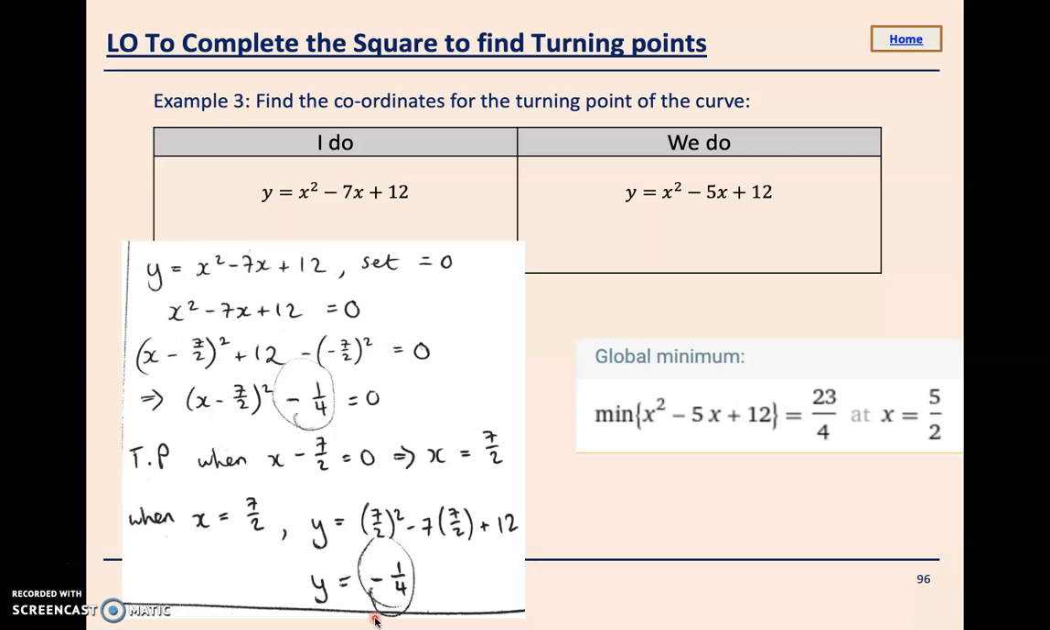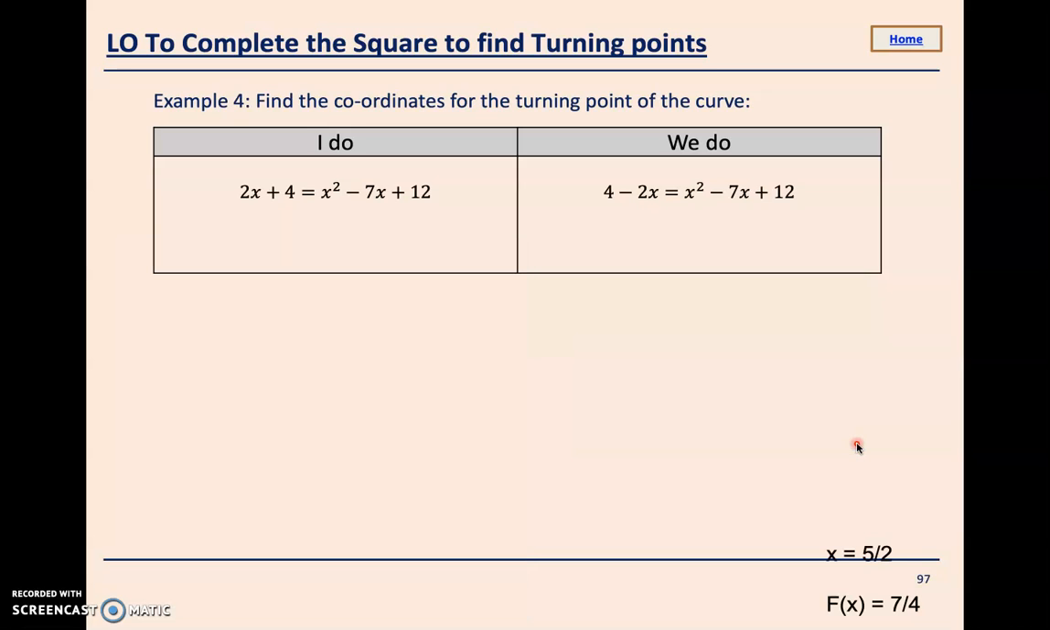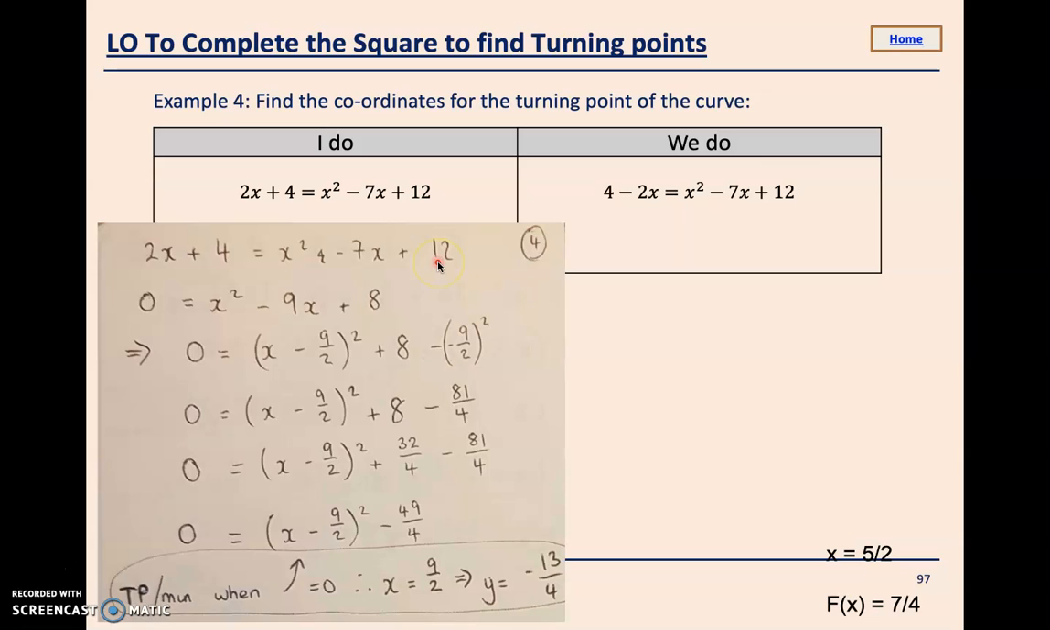And here we go, here's our answer. So when x is equal to 5 over 2, y is equal to 23 over 4. So now our equations are getting a little bit different. Let's have a look at how we do this one now.